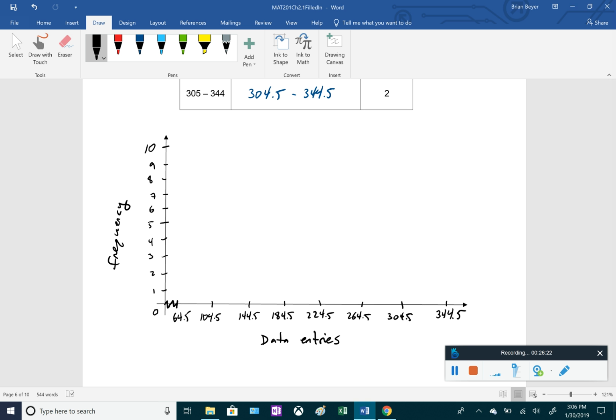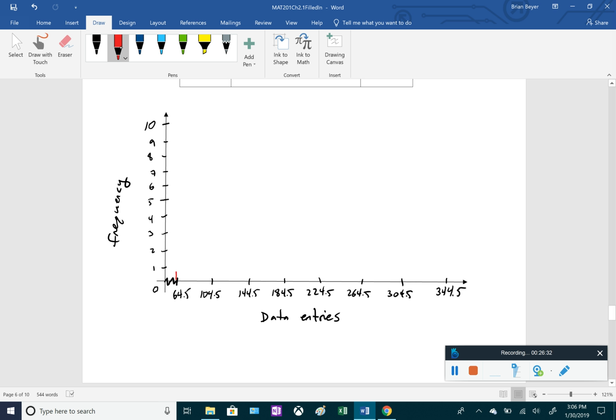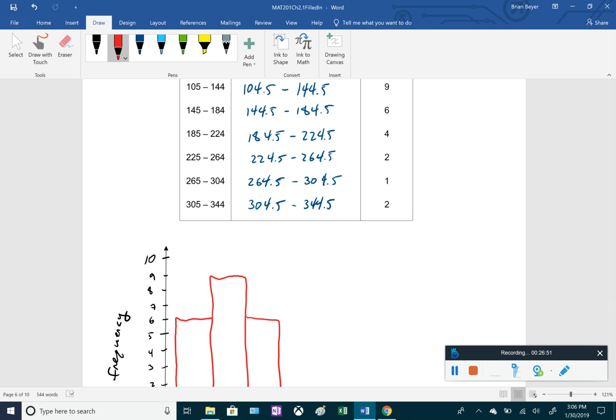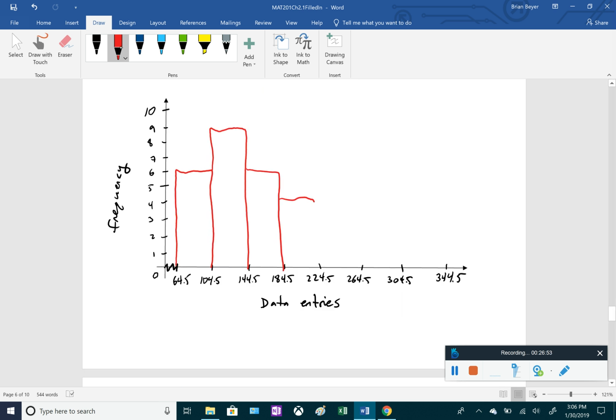Okay, so now we're going to create a frequency histogram using the bars. For this first one, the frequency was 6. So I'm going to create a bar up to 6. The next one had a frequency of 9, so it goes up to 9. The next one had a frequency of 6. And then it was 4, and then 1 and 2.